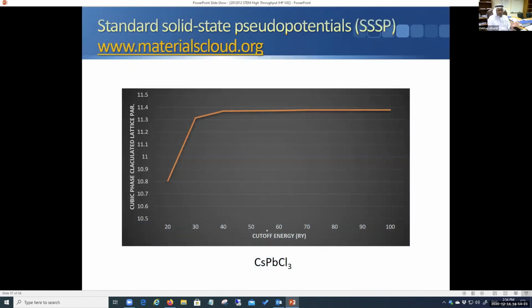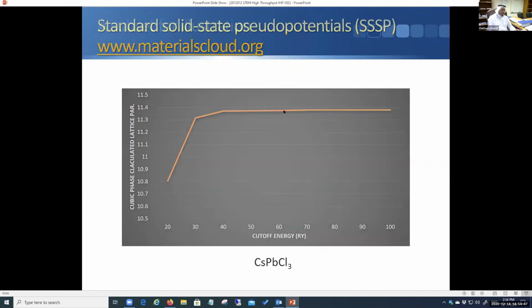Just to show why these are important, this is for cesium lead chloride. If we use different cutoffs, the standard value is between 30 and 40 Rydberg, but actually we don't reach convergence until we get something like 50 and 60. So it's not just plug and play. The best optimal parameters must be used.